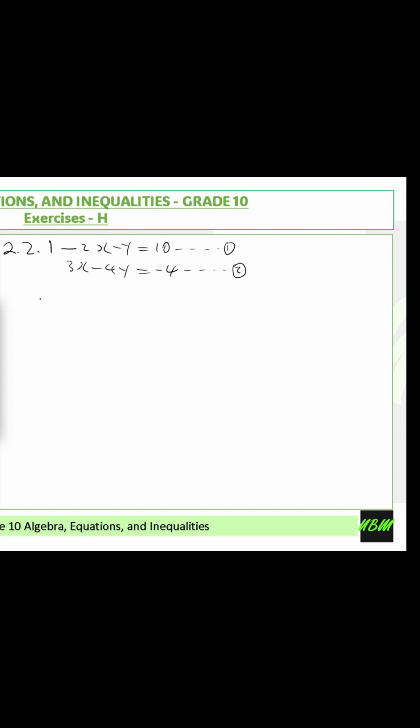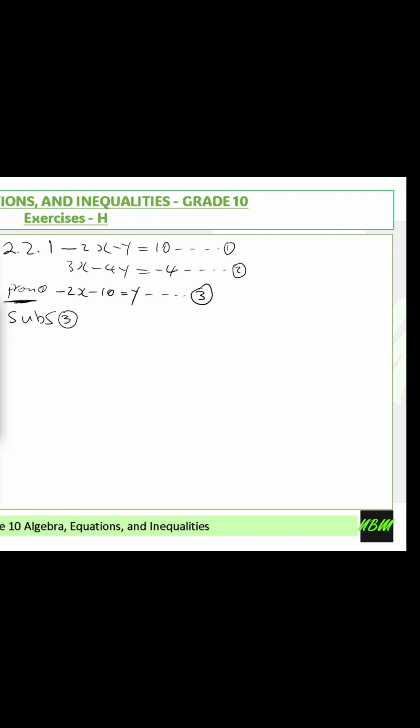So let us now take equation 1. So we are saying from equation 1, let us make y the subject of the formula. We say -2x - 10 = y. We now label this our equation 3. But it's very important to remember that this equation 3 is coming from equation 1.